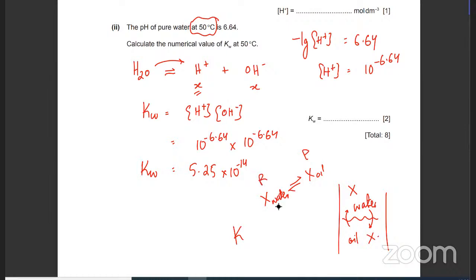So in that case, this could be the other way around as well. You don't know which one is the product and which one is the reactant. So what you do is, it is written in the question. If they ask for the Kpc between oil and water, then oil would be the numerator, that would be your product. So it's going to be the concentration of X in oil.